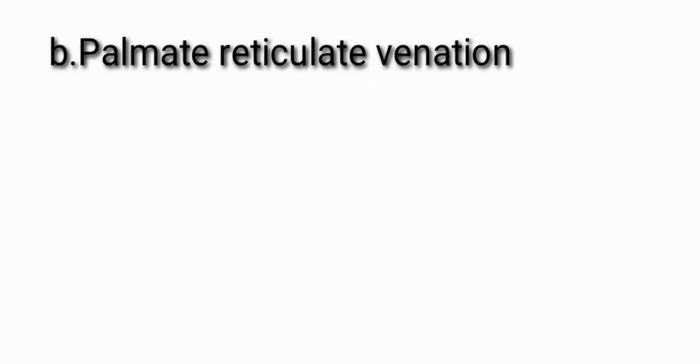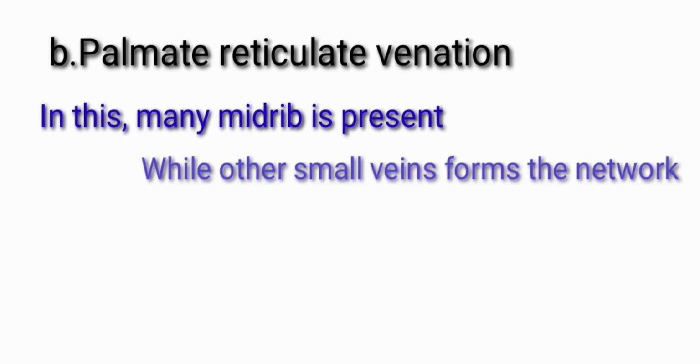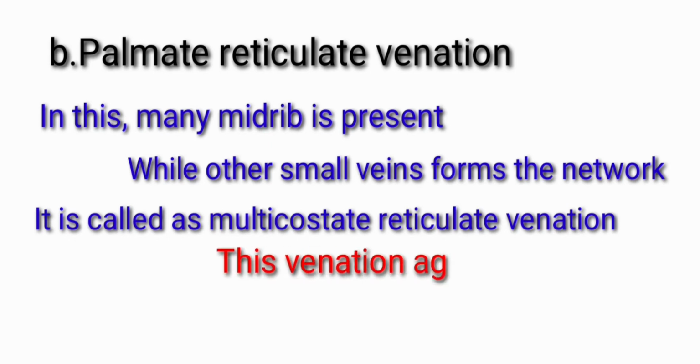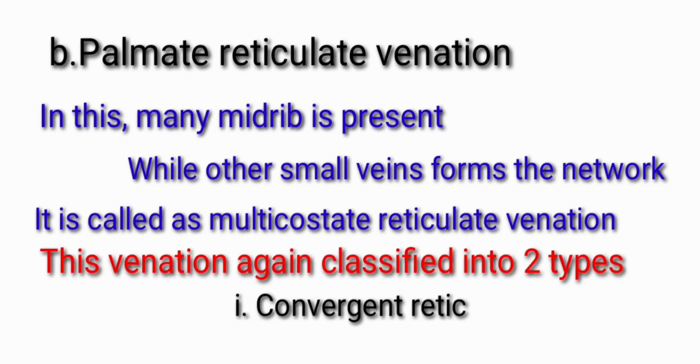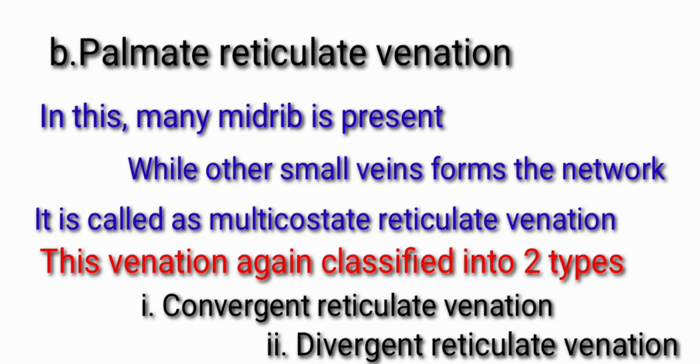Next one is the palmate reticulate venation. In this, many midribs are present, unlike what you found in the mango leaf. It is also called multicostate reticulate venation. This venation is again classified into two types. First one is the convergent reticulate venation and second one is the divergent reticulate venation.